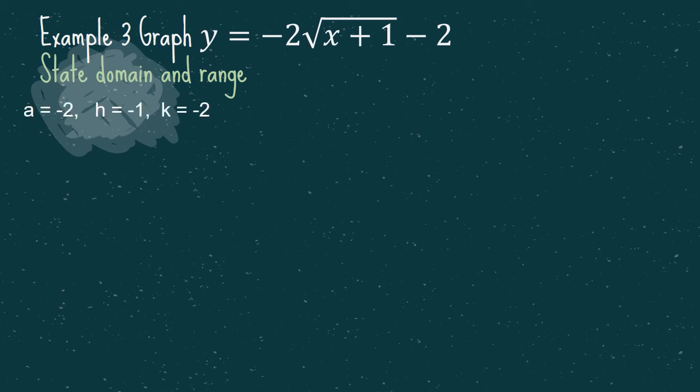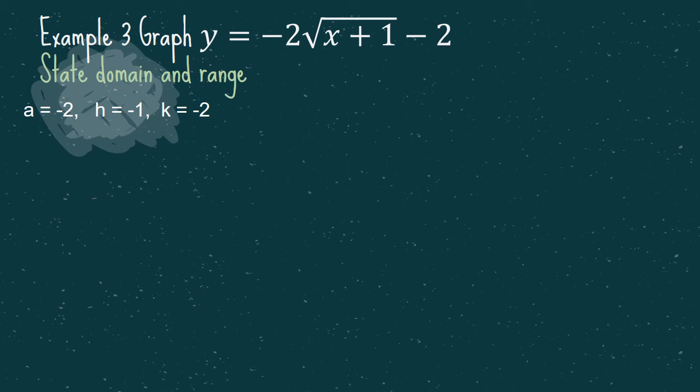The value of the a is the number in front of the radical. I notice that the number in front of the radical is negative 2, so the value of the a is negative 2. Then I need to find the value of the h, and inside of the radicand is x plus 1. When I take the value of the h, I take the opposite of this expression that I see, plus 1, and the value of the h becomes negative 1. And the value of the k equals negative 2.